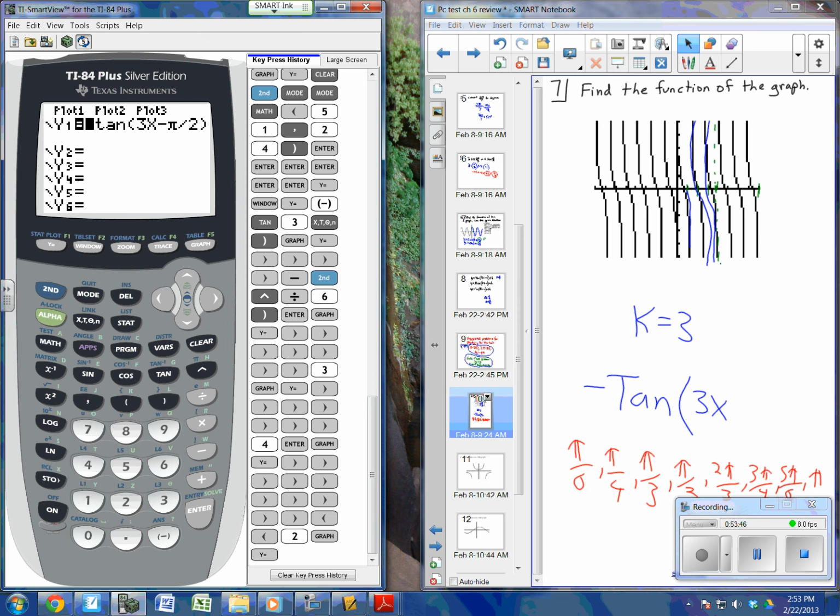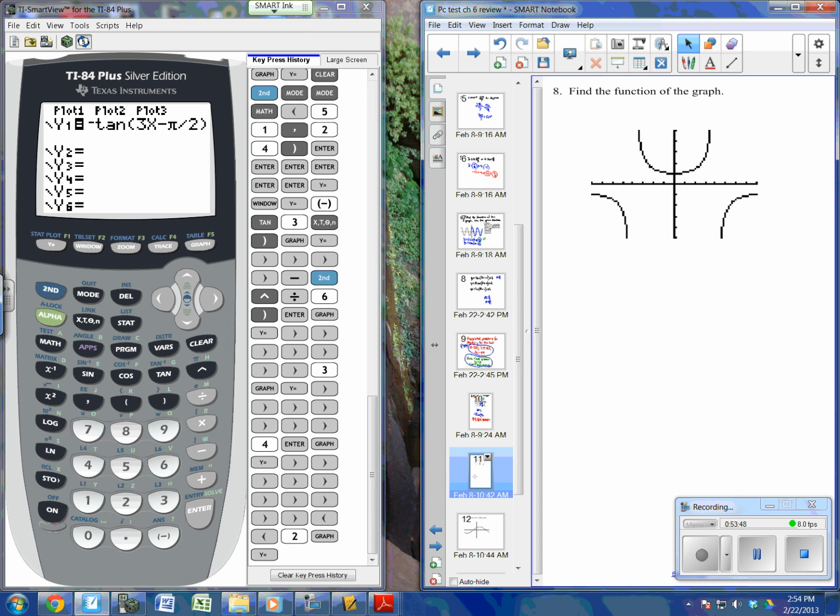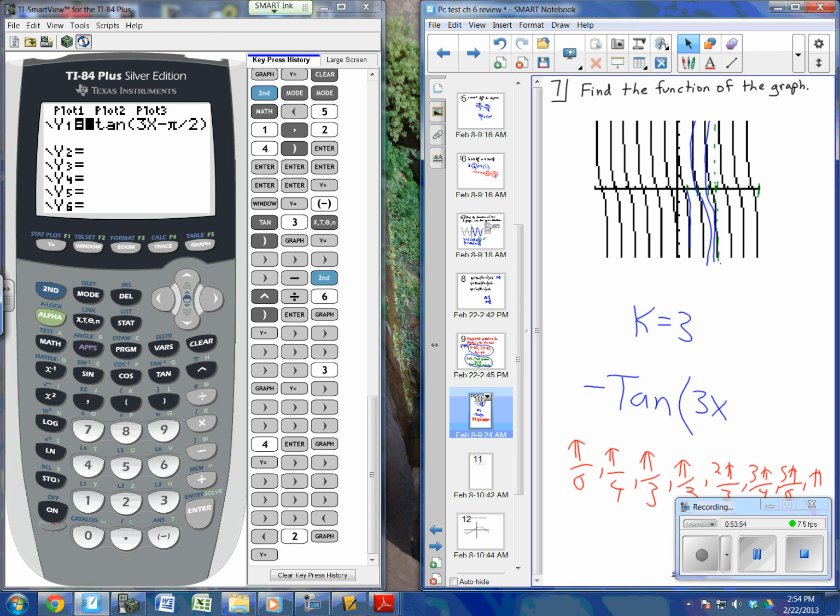I'm going to do another problem. This one right here. Well, by the way, if I go back to the last one, that one could have been a cotangent function. We could have put 1 over the tangent in there and shifted it. So either answer would work.